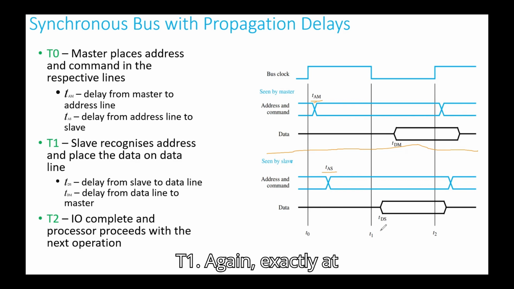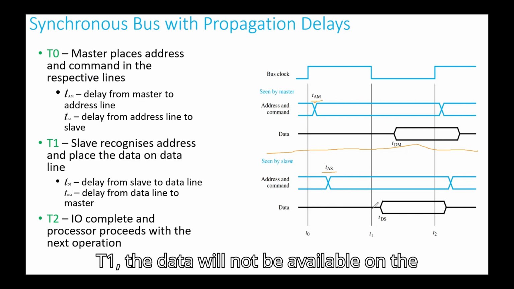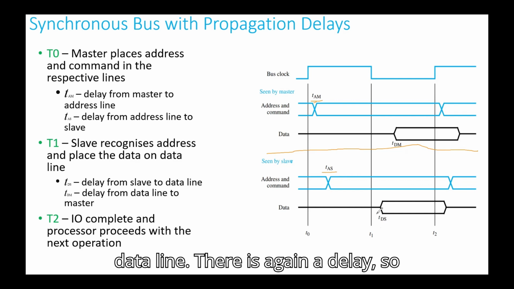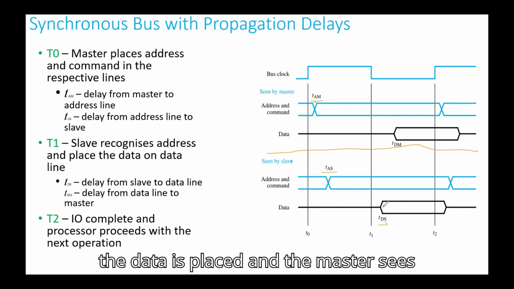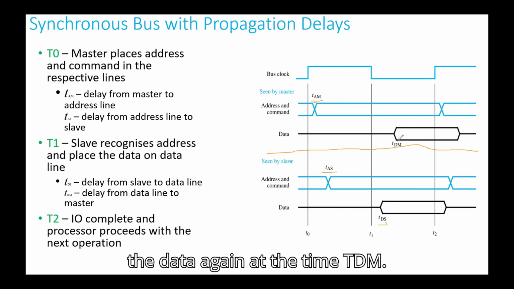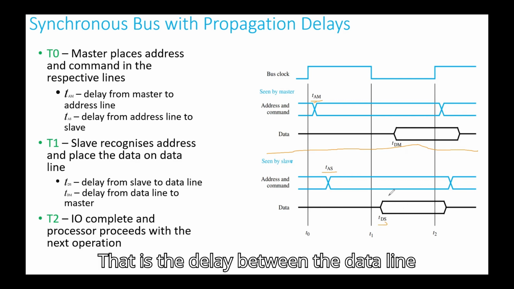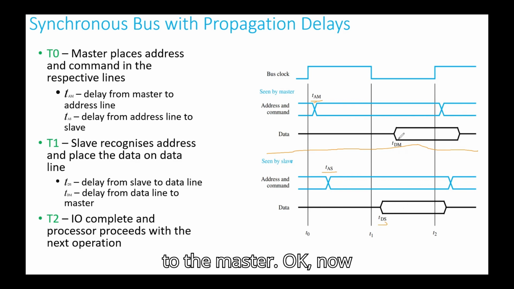data at T1. Again, exactly at T1, the data will not be available on the data line. There is again a delay. So that is denoted as TDS. That is the delay from the slave to the data line. And now the data is placed and the master sees the data again at the time TDM. That is the delay between the data line to the master.